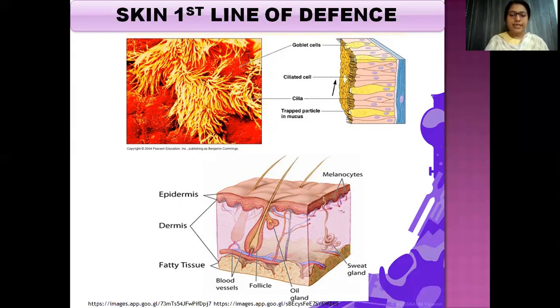Now, moving downwards, the dermis has hair follicles, oil glands, and sweat glands. These oil glands are also known as sebaceous glands, and their secretion is known as sebum. In the epidermis, you can see melanocytes. Melanocytes are the cells that produce a chemical known as melanin, which imparts color to our skin. You can also see that blood vessels are present in the region of the dermis.